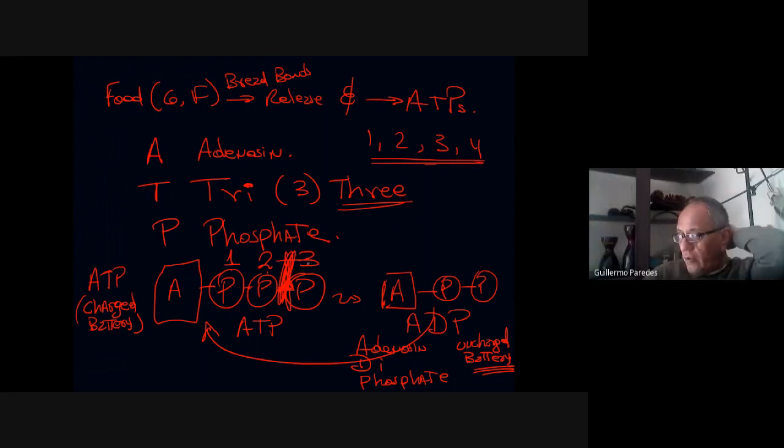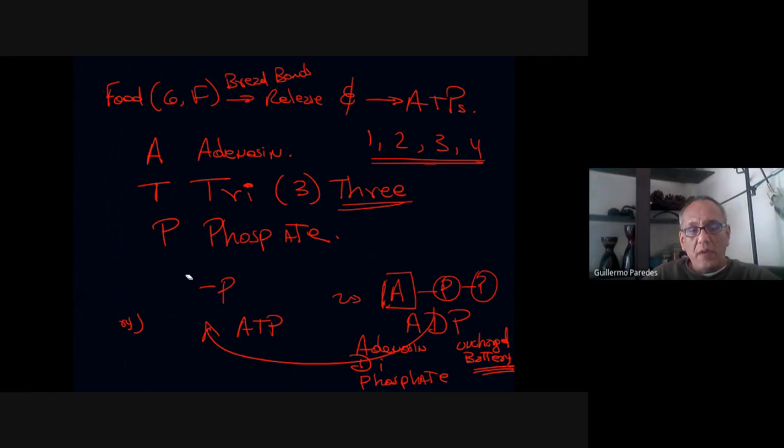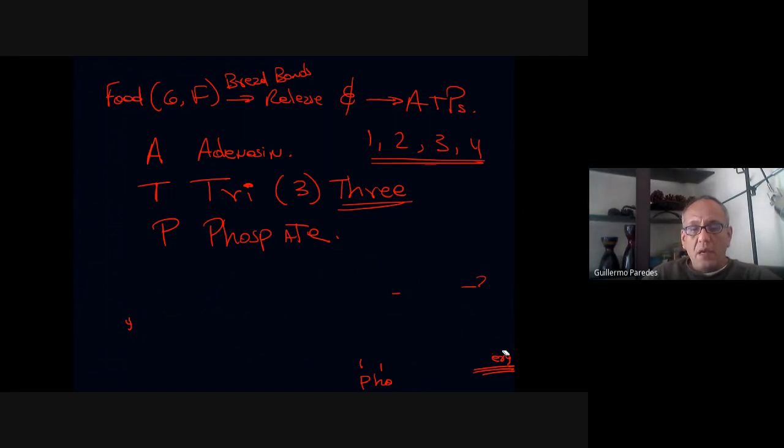Okay. So just extra here, we have the AMP. That is another one that is more advanced. It's when you lose two phosphates, the AMP, adenosine monophosphate. So that is another term, but at this moment, we are going to just remember ADP, ATP. ATP turns into ADP, that is uncharged, and ADP turns into ATP, that is the charged molecule. Okay?